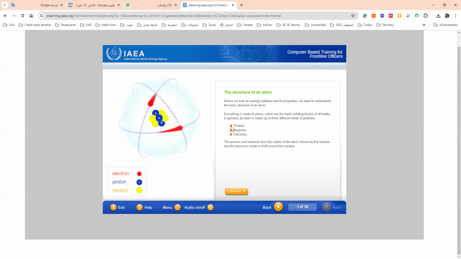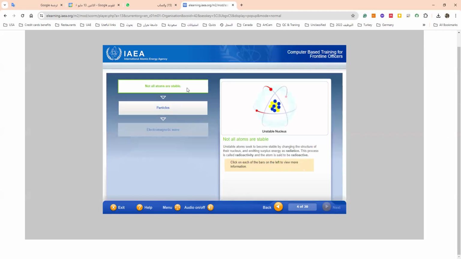The structure of atoms. We know that an atom consists of protons, neutrons, and electrons. These are the electrons with a negative charge, and the nucleus composed of protons with a positive charge, and neutrons, which are neutral, without any charge. And maybe you know that not all atoms are stable, so the number of protons is not equal to the number of neutrons, and one of these particles tries to release itself outside the nucleus, in another form like beta or gamma. This, we call an unstable nucleus.